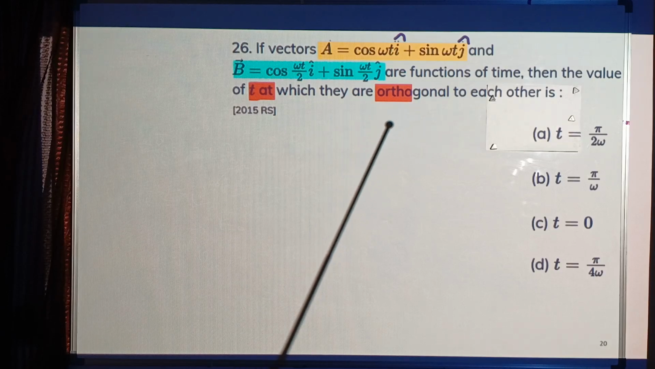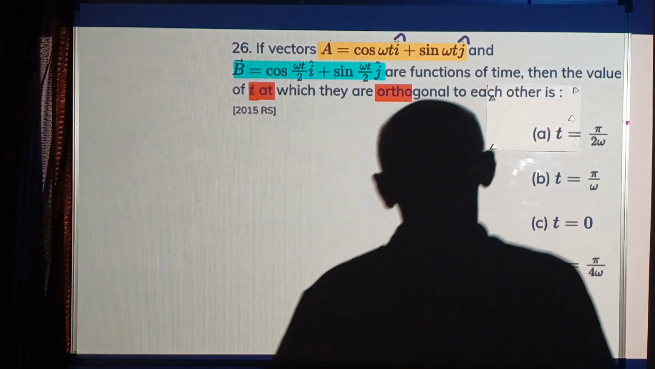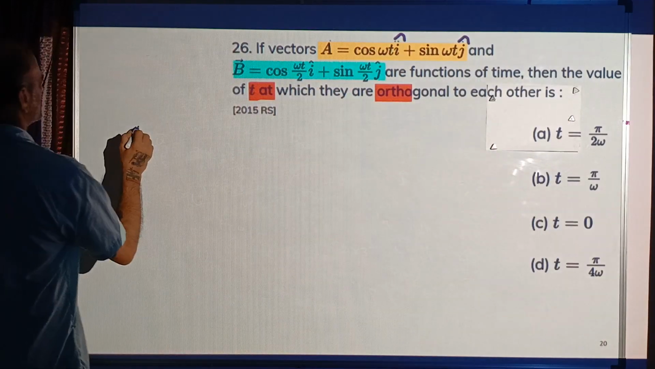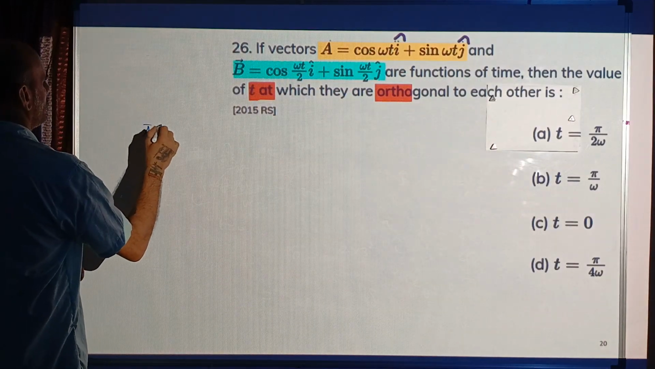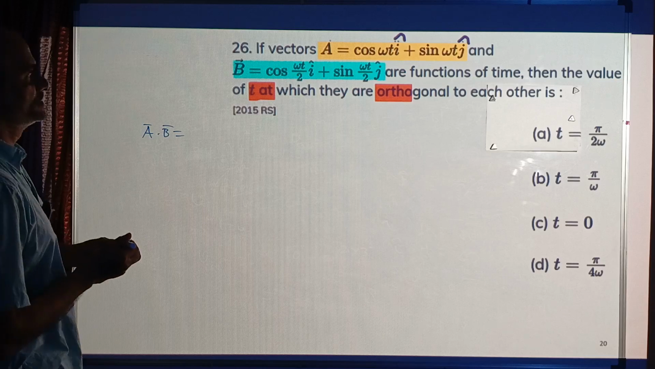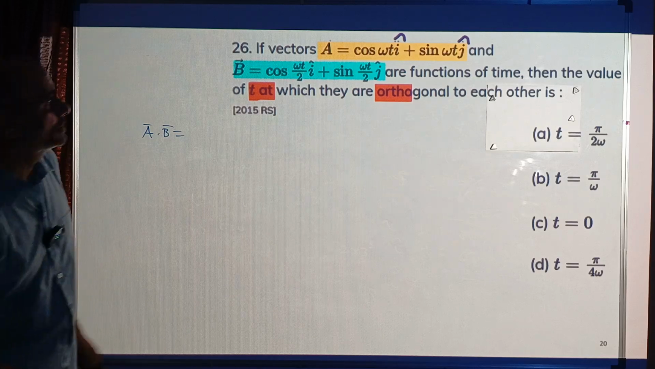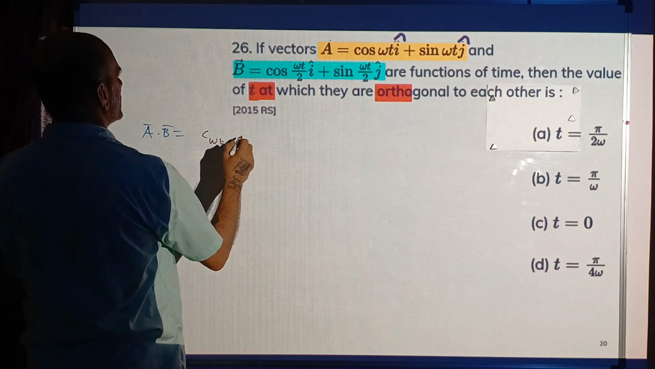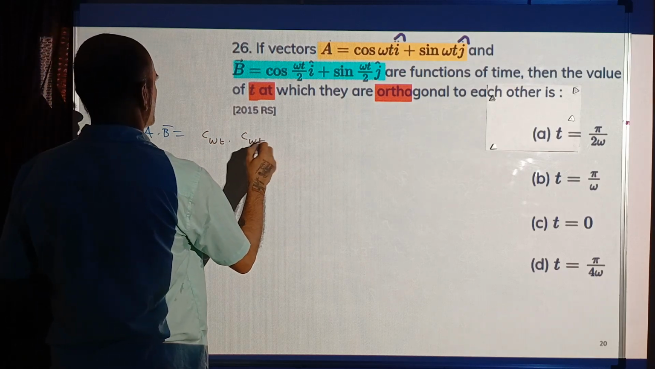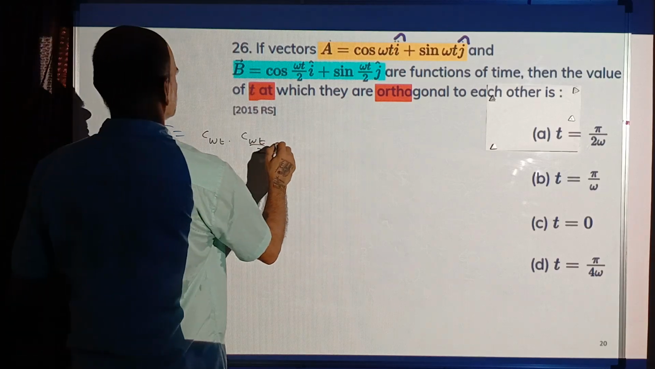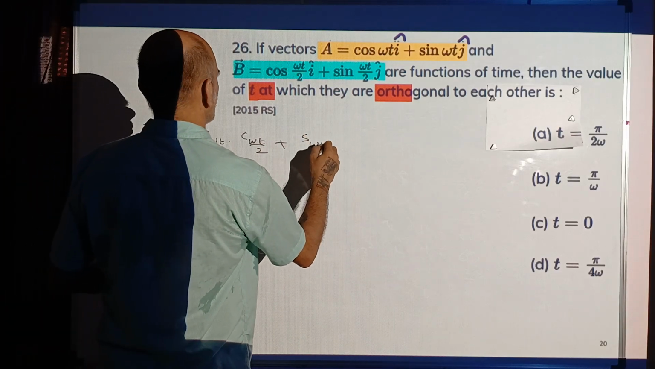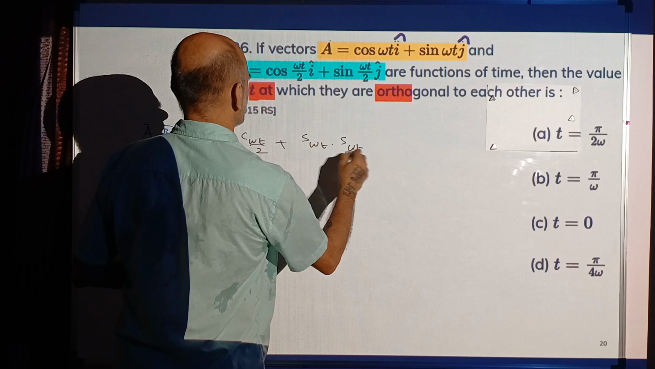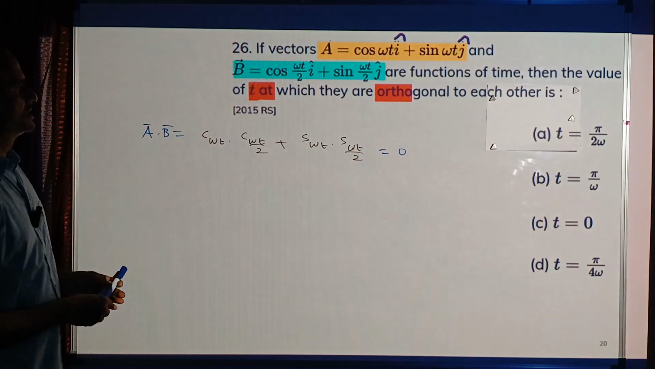So when they are perpendicular, the dot product will be 0, because the dot product is A into B into cos 90, which is 0. So you have to find A dot B, and then find when this becomes 0. A dot B means the i component, cos omega t into cos omega t by 2, plus sin omega t into sin omega t by 2. So this thing should be 0.